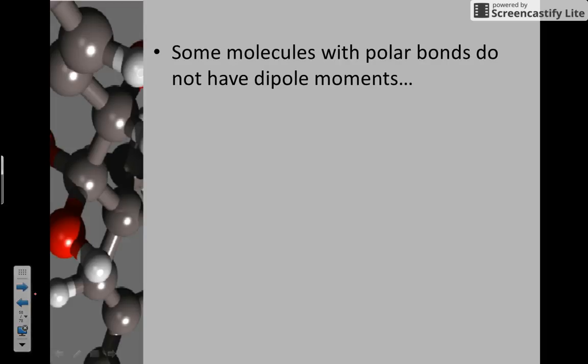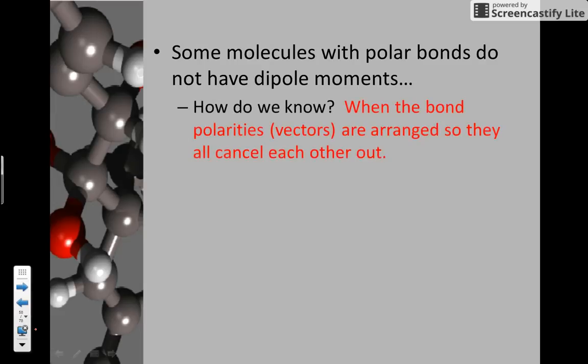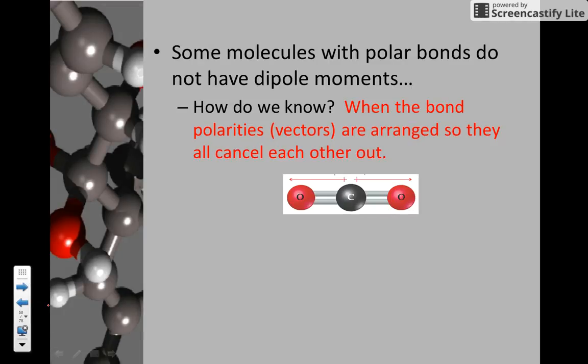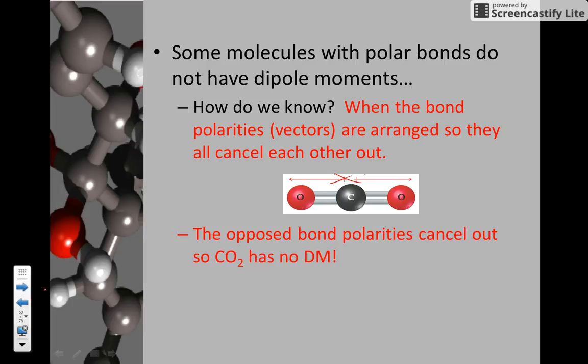There are some molecules that have polar bonds that do not have dipole moments. So how do we know? Well, it's when the bond polarities, or the vectors, are arranged so that they all cancel each other out, as you have here with carbon dioxide. Notice this is an identical carbon-oxygen double bond on each side, and the vector points towards the more electronegative oxygen. This vector is the same magnitude as that vector, but they're opposite in direction, so they cancel out. So this has a net of no dipole moment because the vectors cancel.